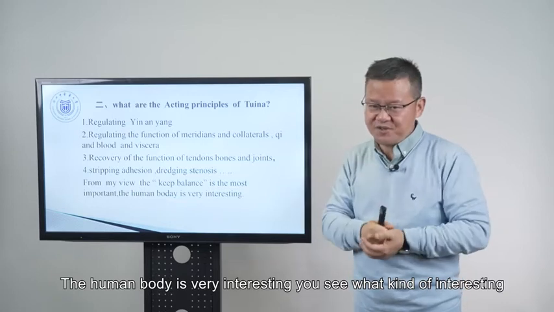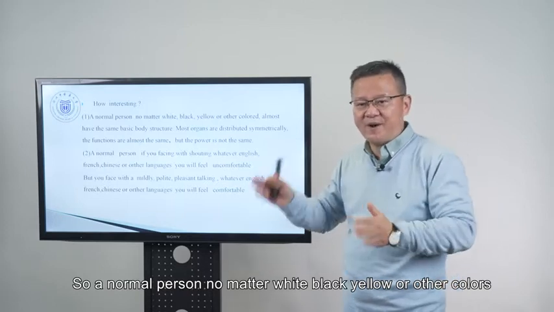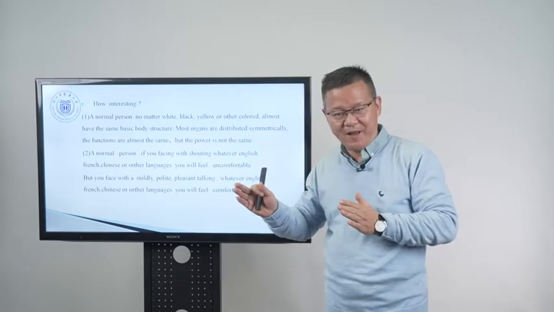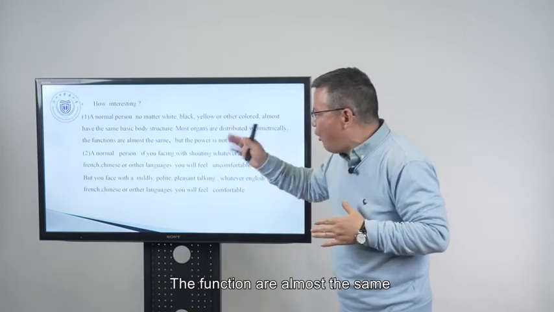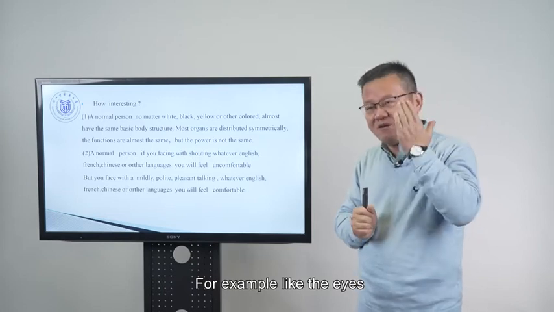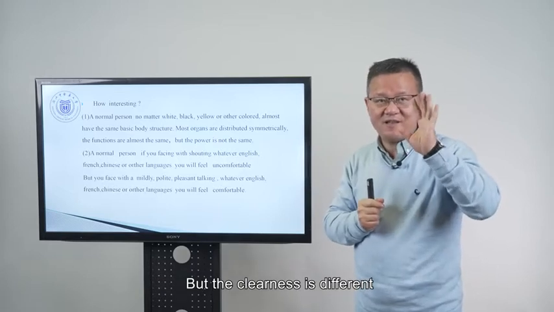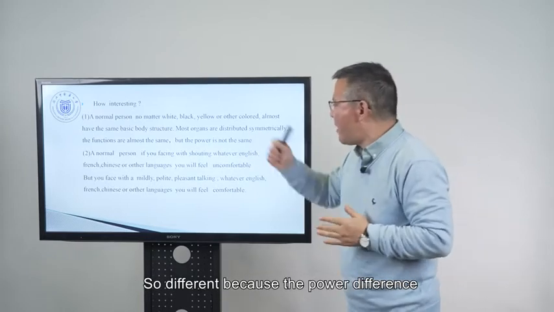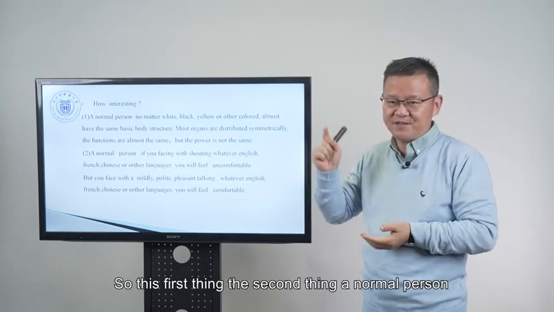So the human body is very interesting. You see, what kind of interesting? A normal person, no matter white, black, yellow, or other colors, has almost the same basic body structure. Most organs are distributed symmetrically. The functions are almost the same, but the power is not the same. For example, with the right eye you can see, with the left eye you can also see, but the clarity is different. Maybe you can see farther but not closer, so it's different. We call this the power being different. Also the left hand and right hand have different power. So this is the first thing.